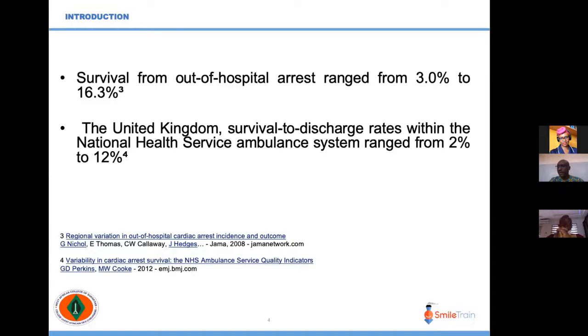I found some interesting data from the National Health Services from the UK that gives survival to discharge rates in their ambulance system between 2 to 12%. Now that's an industrialized country where response time is short and equipment availability and training is supposed to be superior to some of our settings. But we see that the survival rates are still very low.